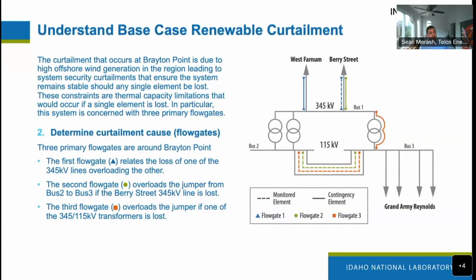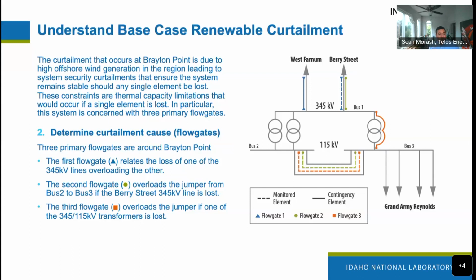And so, all right, we look at the substation, it's got some 345 kV lines, it's got some 115. This is just part of the substation, so it doesn't tell the whole story. But we find that there's 3 primary flow gates that we're worried about. The one is fairly straightforward, where we're worried about the loss of one of the 345 kV lines can overload the other 345 kV line.